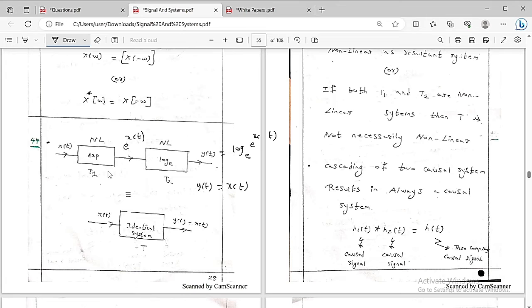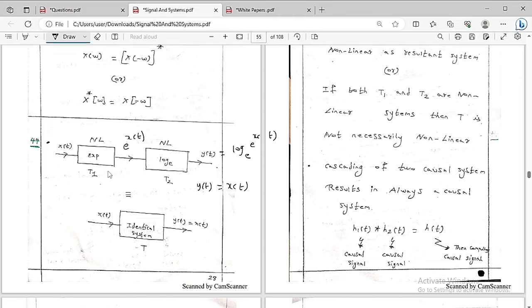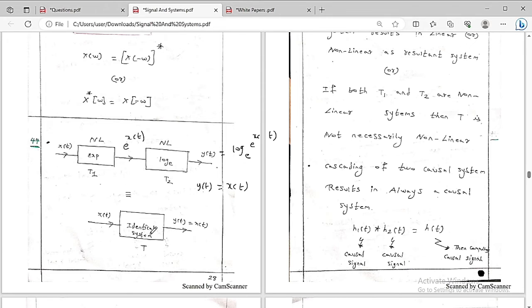So y of t is nothing but x of t. What is the overall system? The overall system is nothing but the identity system, because whatever the input, the same thing we are going to get in the output also. Then is the system linear or not? Yes, it is linear, because when the input is x1, the output is also x1. If the input is x2, the output is also x2. If the input is x3, the output is also x3. If this new input is the summation of the two previous inputs, then the output is also equal to the summation of the two previous outputs. Therefore we can say that the given system is a linear system.